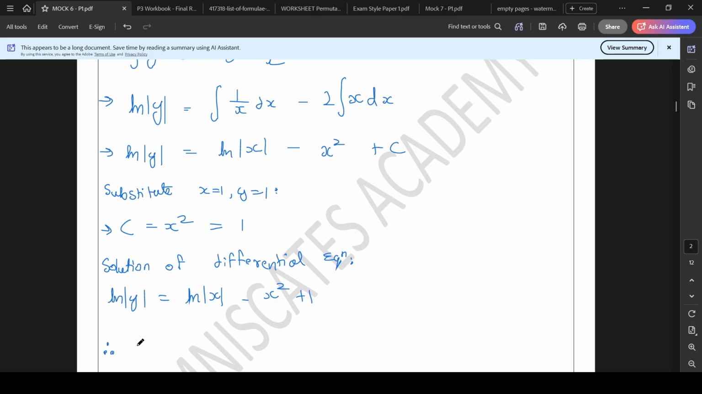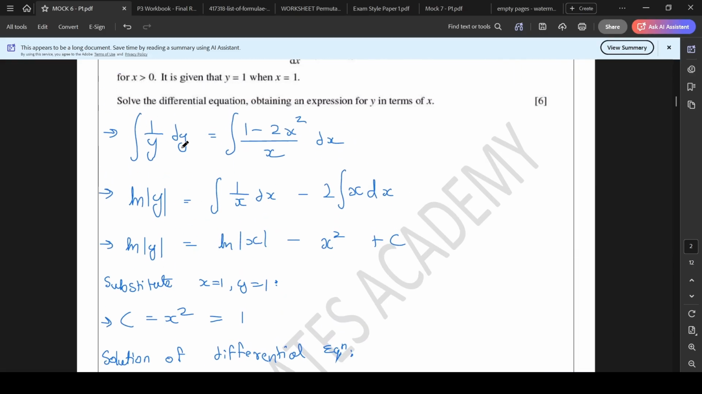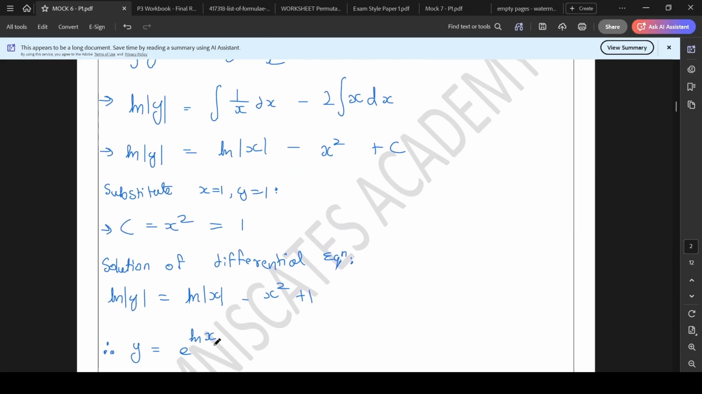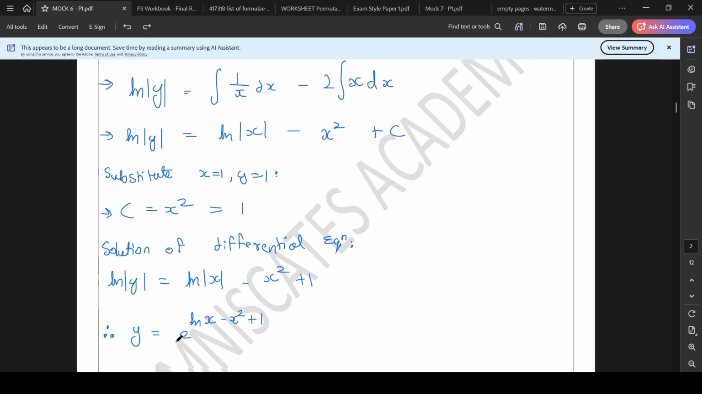Therefore, your answer over here will become y is equal to e to the power of ln of modulus of x. Now you can convert the modulus to simply x because you know that x is greater than 0. So modulus is not required. It is only required for the negative values because ln cannot take the negative value. So ln x minus x squared plus 1, everything is in the power.